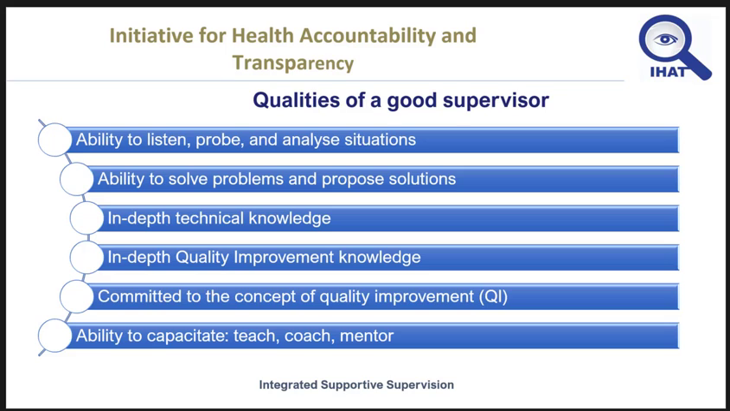Here we'll be looking at some of the qualities that make a good supervisor. First, a good supervisor must have the ability to listen, probe, and analyze situations. He should also be able to solve problems and proffer solutions for the problems. He should have in-depth technical knowledge of the subject matter. He should also have in-depth quality improvement knowledge so as to improve quality. He should be committed to the concept of quality improvement, and he should also have the ability to capacitate, that is, to teach, coach, or mentor.